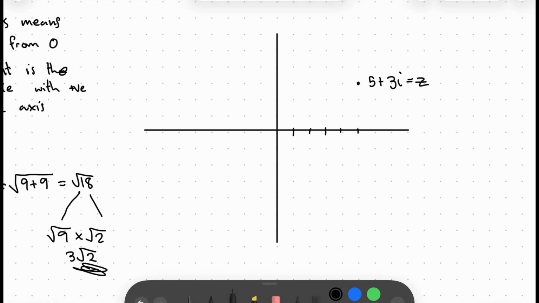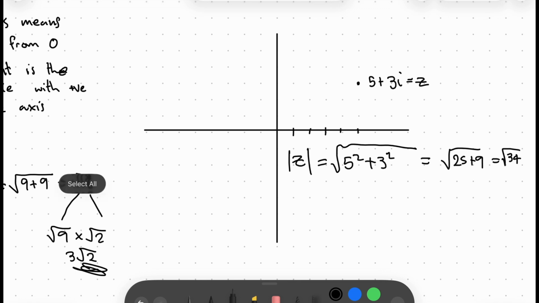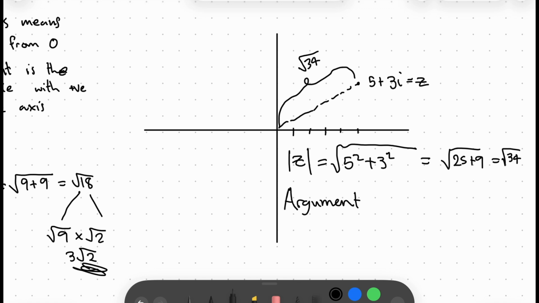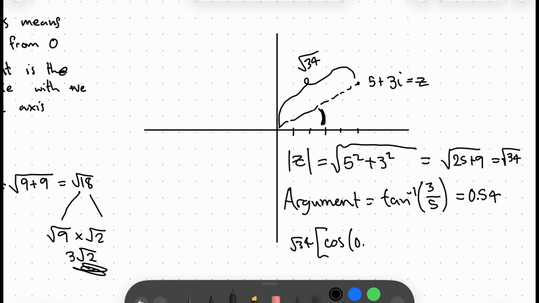So we can remember that the modulus, this is how we write it, like the absolute value, the distance from 0, is going to equal the square root of 5 squared plus 3 squared. Because of that, we know that this distance here is the square root of 34. The argument, or this angle here, is going to equal the tan inverse of the imaginary part, so 3 over 5. It's not going to have a nice number, but we'll just do that to 2 decimal places. There we go. Now, writing that in polar form, we would get the square root of 34 outside of cosine of 0.54 plus i times the sine of 0.54, just like that.